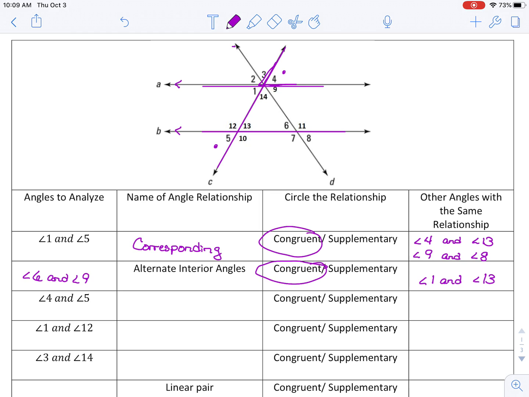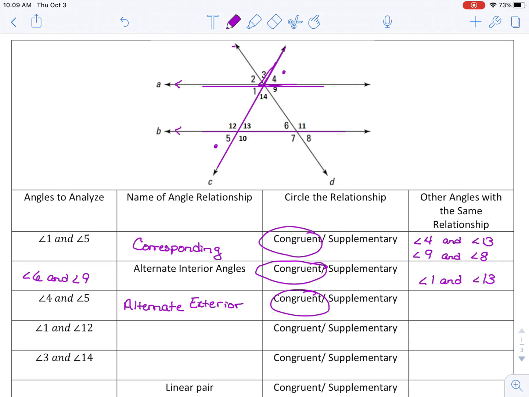4 and 5 are on different sides of my transversal, so they're already going to be labeled as alternate something. They're not adjacent, they're on alternate sides of the transversal, and if I pay attention to those parallel lines, they are outside of them. Those are alternate exterior angles, which means they're congruent.